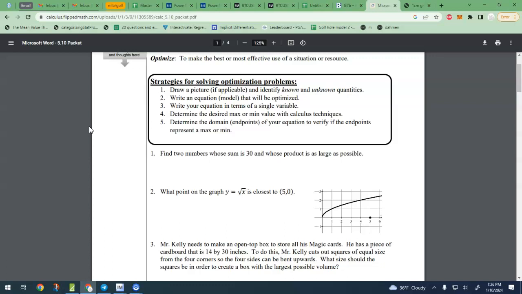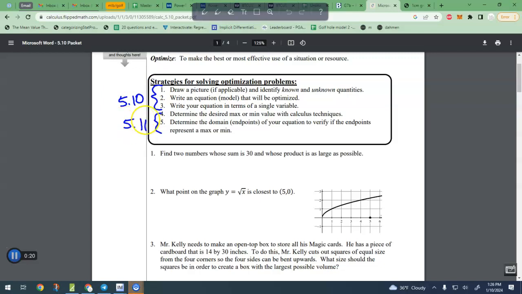Up is 510, which is like setting up the problems. 510 is basically these steps. 511 is these steps. So we're working on the same type of problem for 2 days. Today we're really just setting it up and stopping, and then tomorrow we go through and solve it.